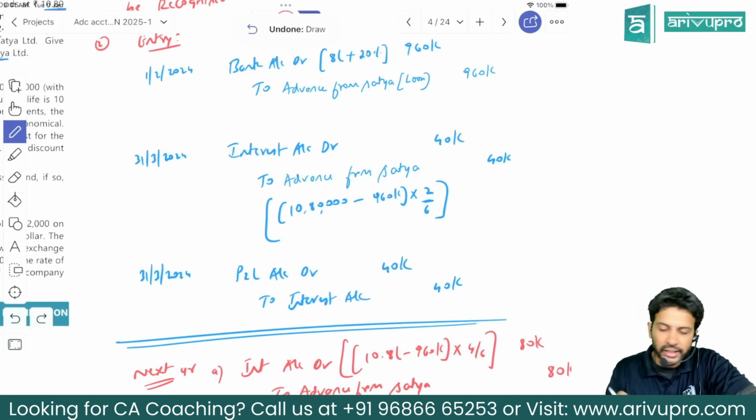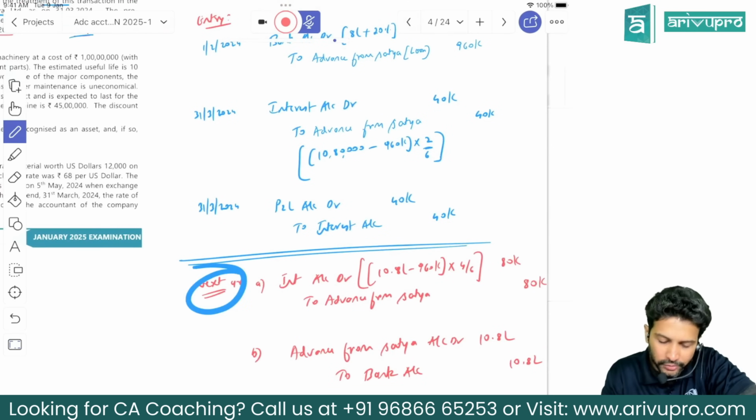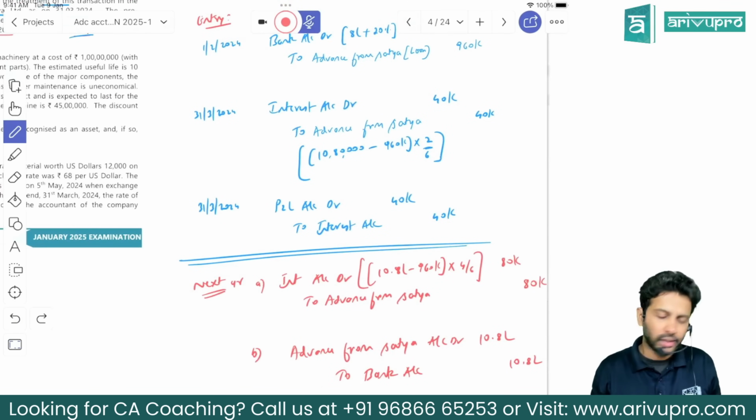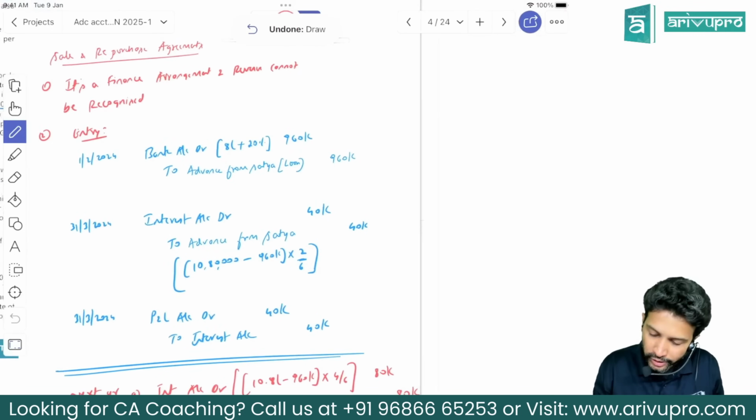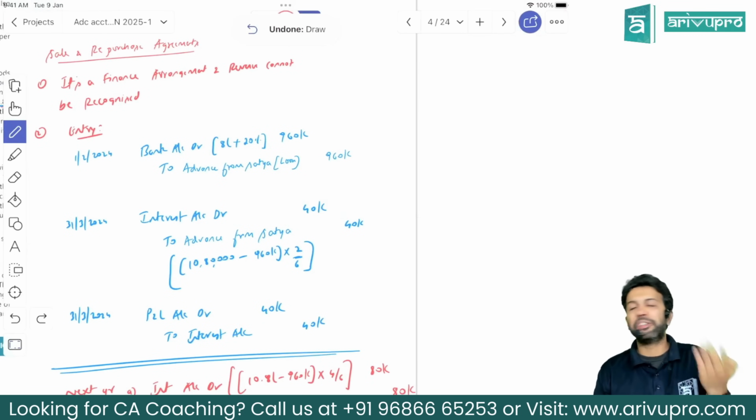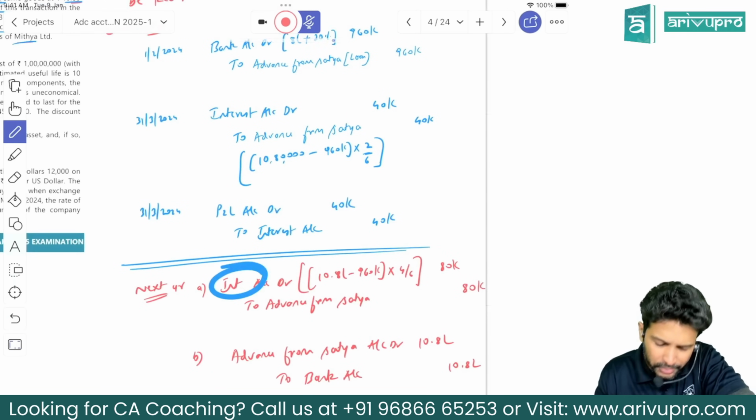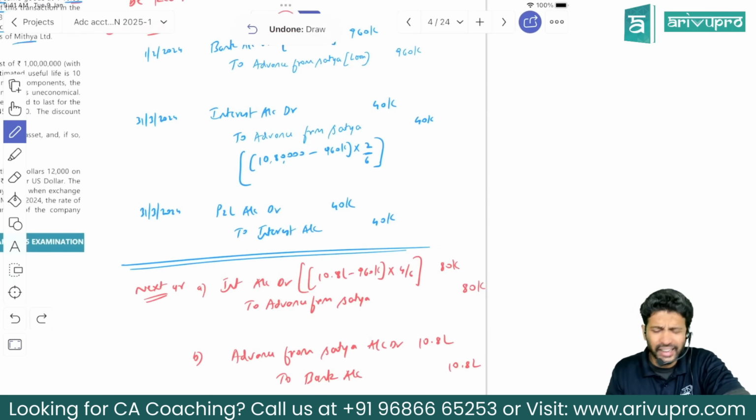That is what they asked in the current year. That's all you had to pass. For your reference, I have also worked it out for next year. Though they have not asked the next year transaction, this is just for your reference. How much is the total interest? 1 lakh 20,000. How much did you book in the last year? 40,000. That means the balance interest of 80,000, you will book in the next year. So the entry will be the same. Interest account debit to advance from Satya, how much? 80,000.